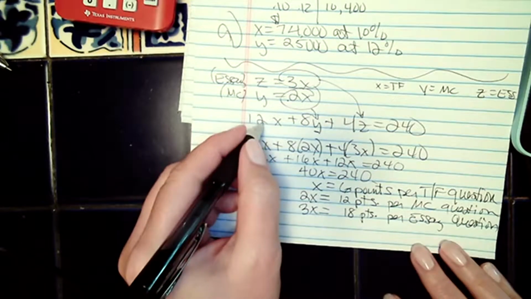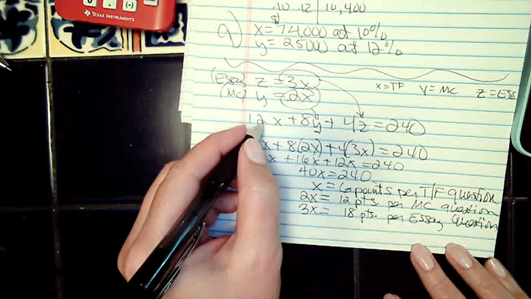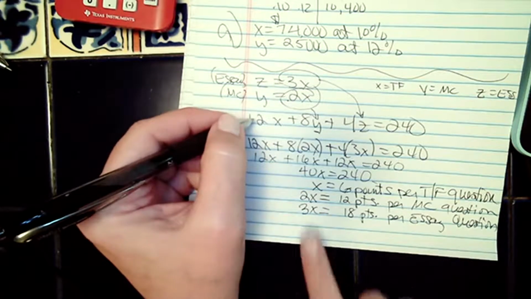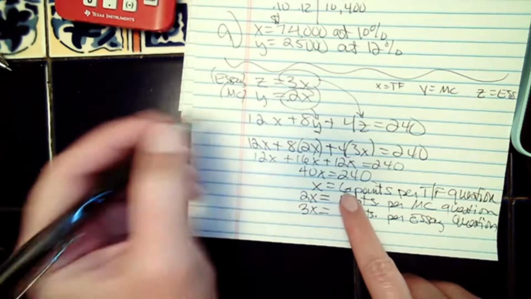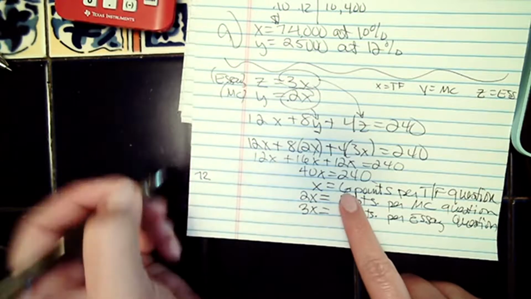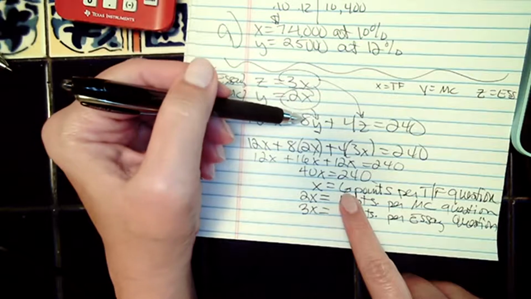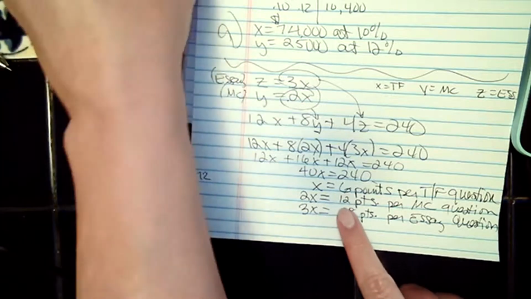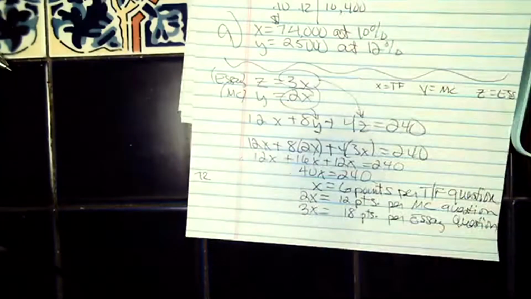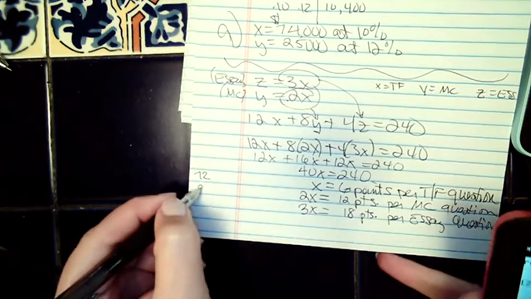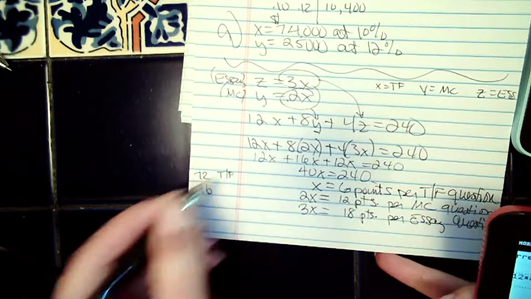So what did it say? It said 12. Okay, so it said 12 true-false questions. So 12 times 6 would be 72 points, right? And then we have 8 times 12. I don't know, 80 plus 16, is that 96? That would be 96. So there's your true-false total points.